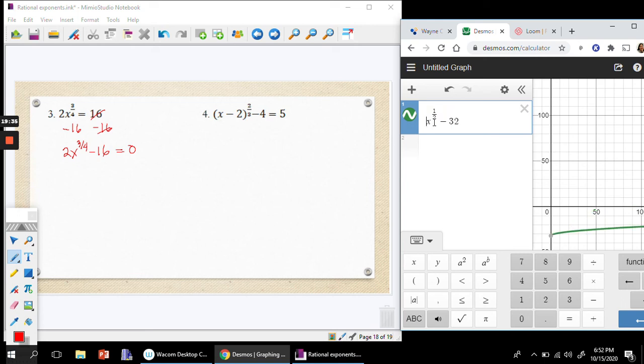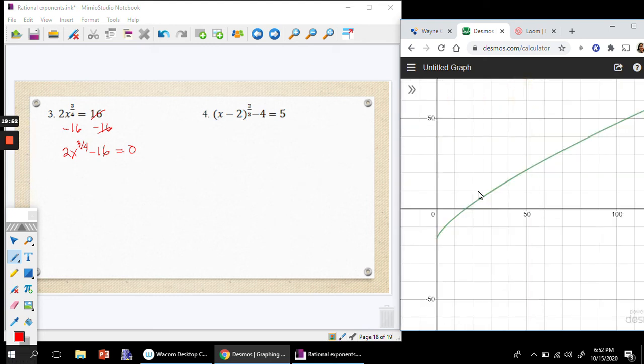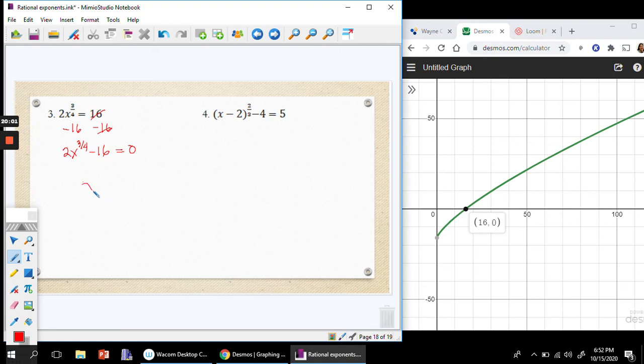Alright, so let's just edit this. So that is 2x raised to 3/4 minus 16. Okay, and then look for the intersection of the x-axis and the graph, or the x-intercept. Okay, so the answer is 16. So x is equal to 16.